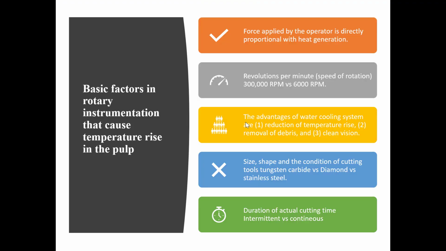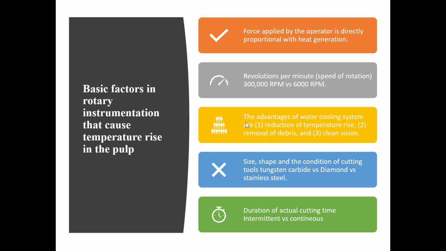The basic factors in rotary instrumentation that cause temperature rise in the pulp. عندنا عدة factors اللي تسبب لنا زيادة درجة الحرارة inside the pulp. عندنا أول شيء force applied by the operator is directly proportional with the heat generation. كل ما كانت الفورس اللي تسلطها على الكاتينج instrument عالية، كل ما راح يسبب لك heat generation أكثر.